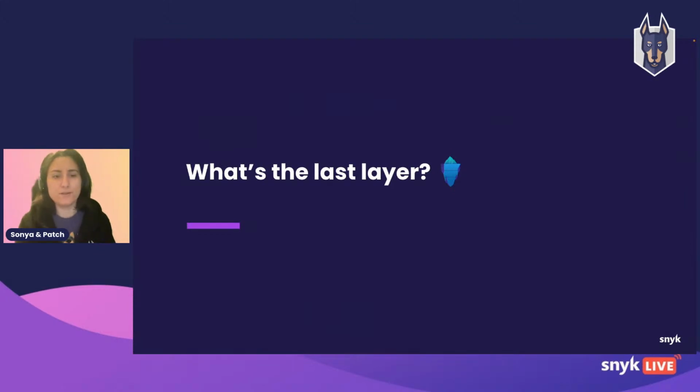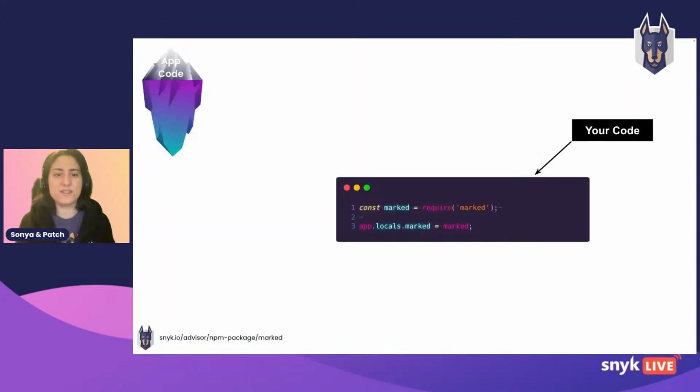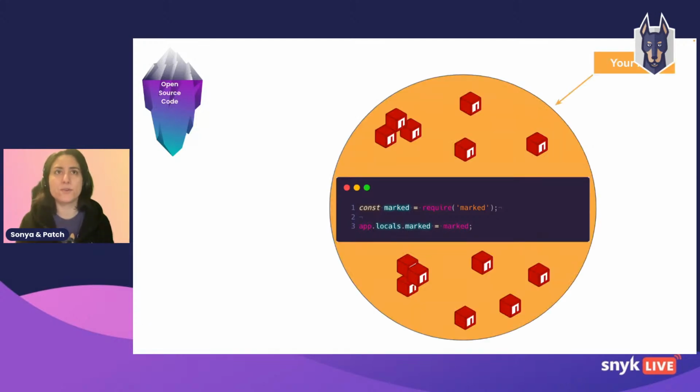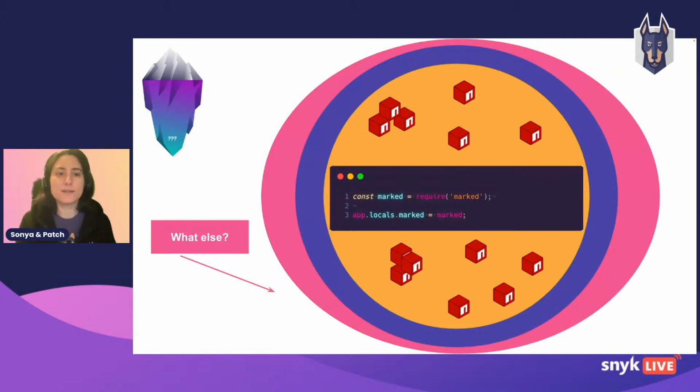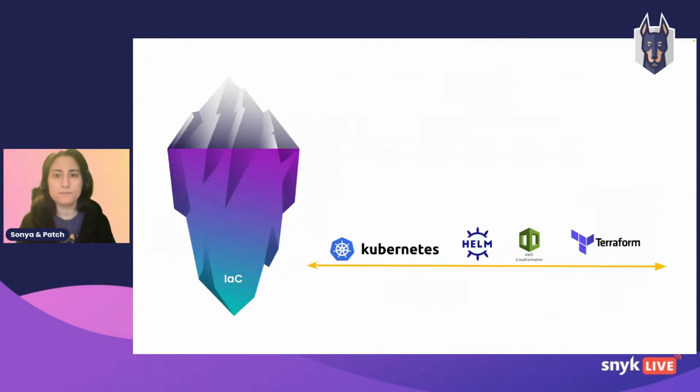What's the last layer? Going back to the iceberg, we've seen the application code layer. We've seen the open source code layer where we're implementing a few packages. We've seen the container layer, which could potentially also hide malicious packages and, in the case of ImageMagick, lead to remote code execution. But what is the last layer? What else can we have within a modern web application, or a modern application in general?